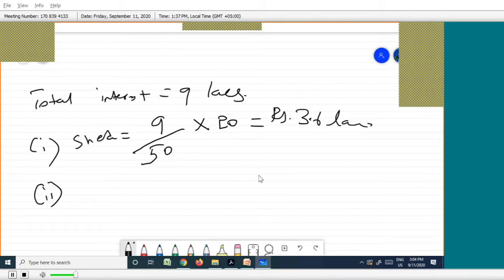Now plant and machinery. 9 lakhs interest for the 50 lakhs loan, into 15 lakhs taken for plant and machinery. For plant and machinery, how much is the interest portion? 2.7 lakhs.